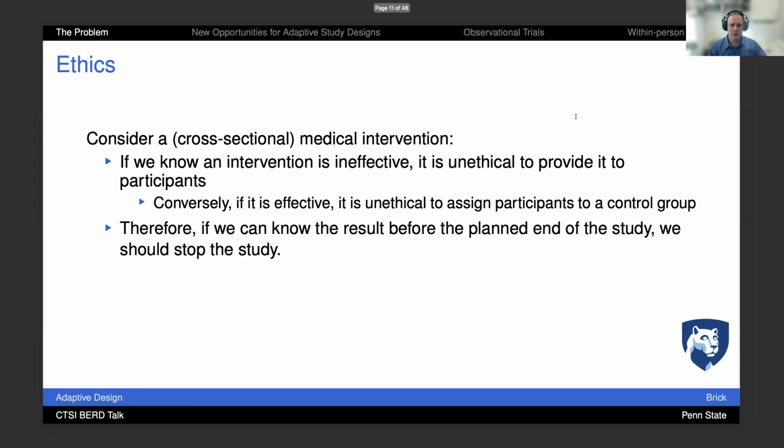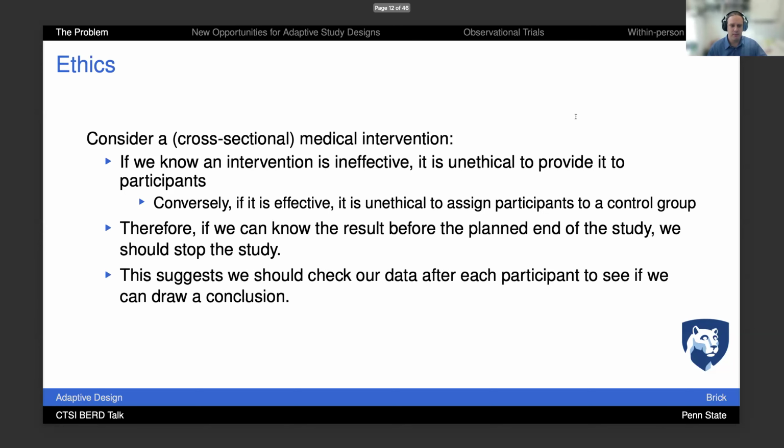If we think about this, though, what that means is, at any point, as soon as we can know what the result is going to be, anywhere along the way, we should stop the study and put everybody into the effective group, right? I mean, in theory, from this ethical perspective. So arguably, we should be checking our data after every participant is collected to see if we can draw a conclusion, right? Yeah, that sounds great.